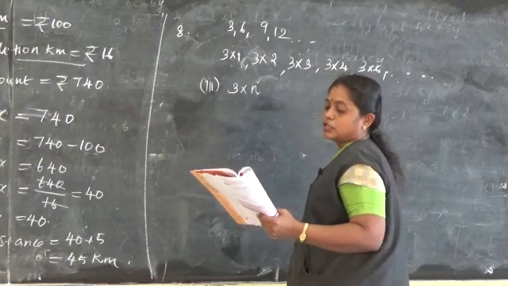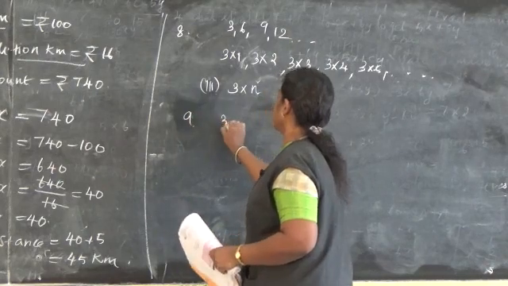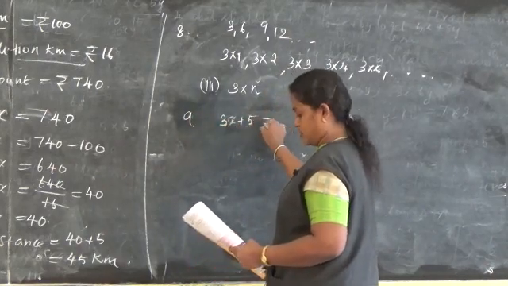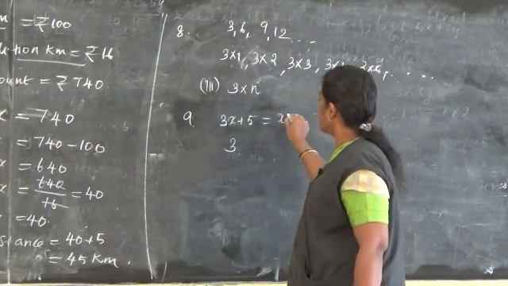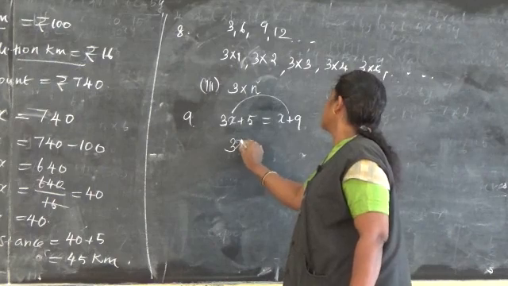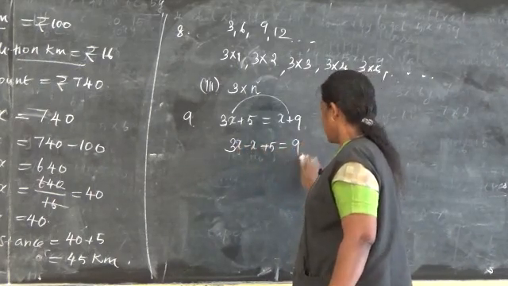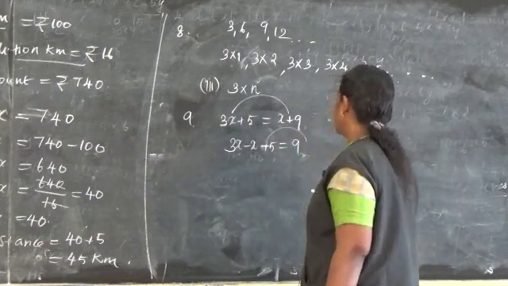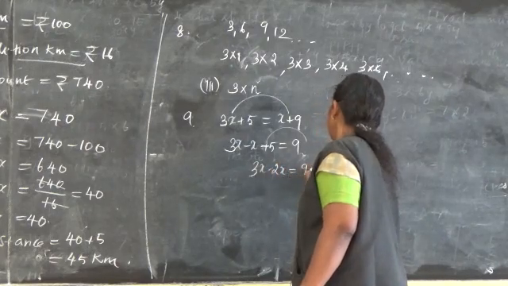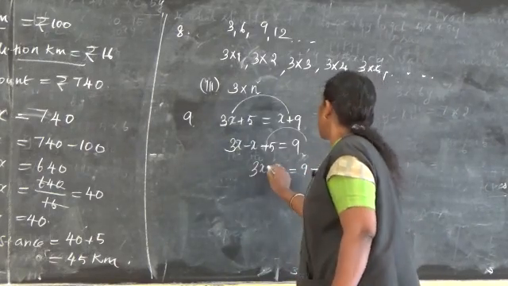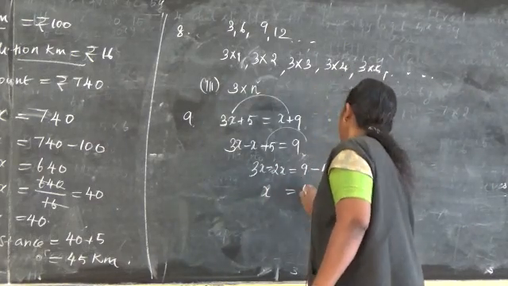The ninth one, the solution of 3x plus 5 equal to x plus 9. 3x plus 5 equal to x plus 9. Now group the terms. Now I am taking the x value to the left hand side. So 3x minus x plus 5 equal to 9. Now I am taking the constant value to the right side. So 3x minus x equal to 9 minus 5. Now you subtract: 3x minus x, 9 minus 5, 4.